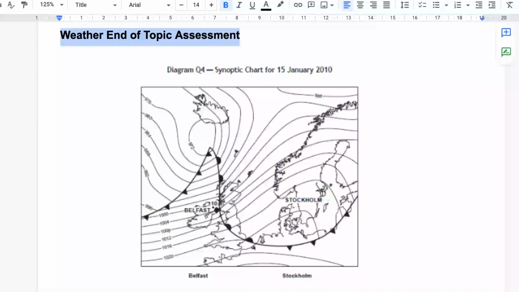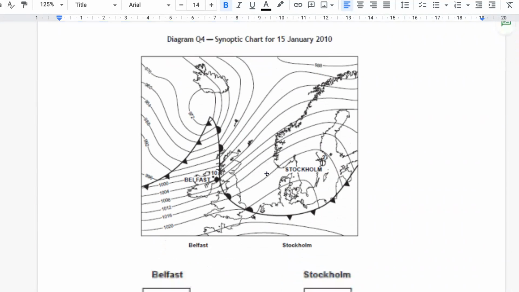Let's have a look at question 1. In question 1, we are presented with this synoptic weather chart showing the weather in Belfast and Stockholm that we can see on the weather map here. We can also see a cold front and a warm front stretching across the weather map. Key information is that this is based on the 15th of January 2010.